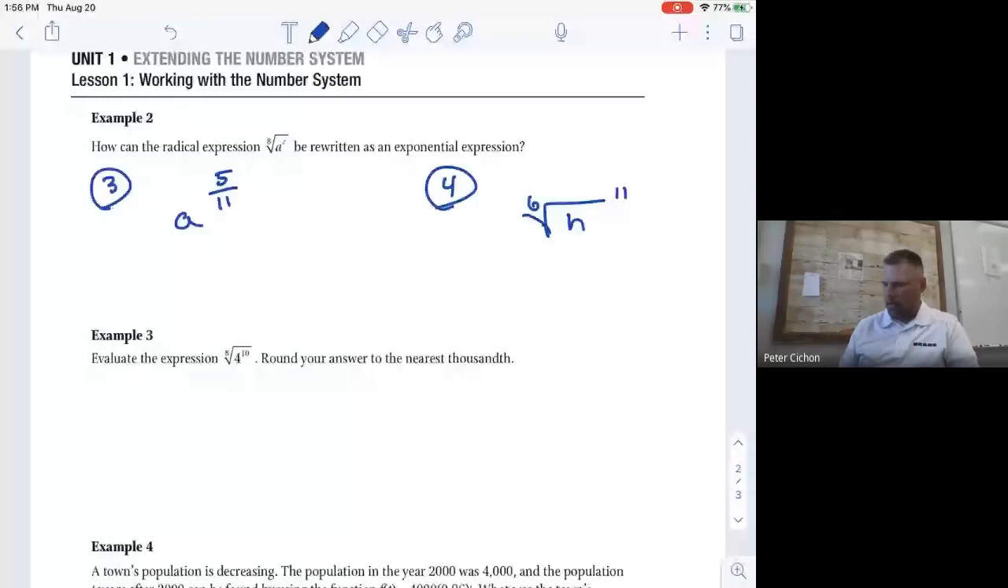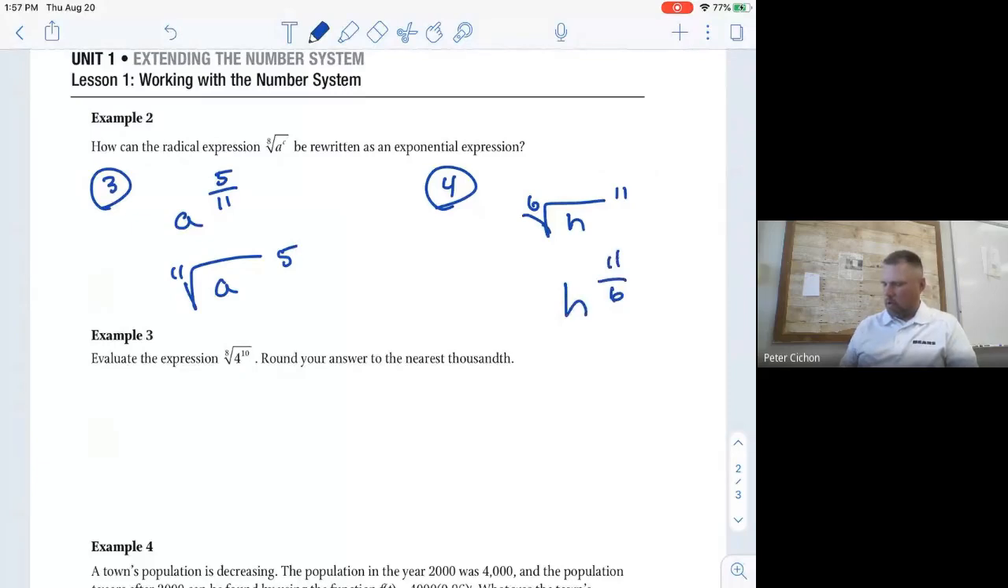All right. The 11th root of A to the 5th power. Okay. And then H to the 11/6. Okay.